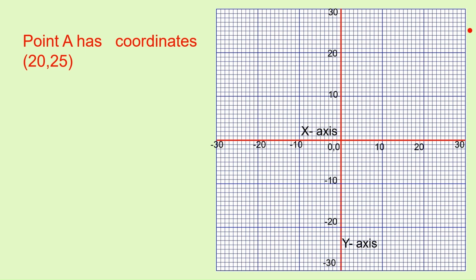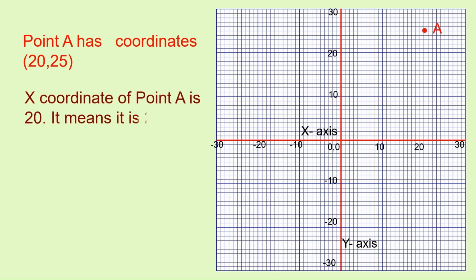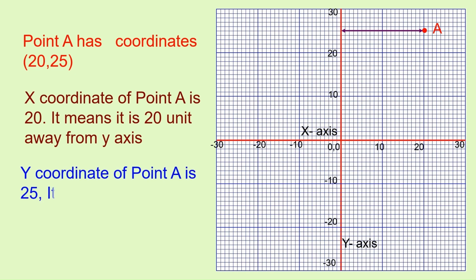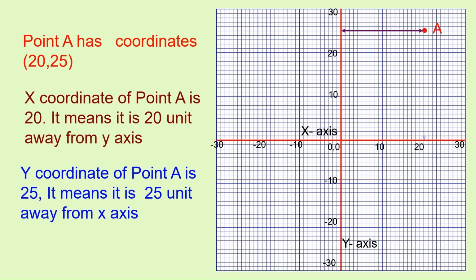Note here, point A has coordinates 20, 25. X-coordinate of point A is 20. It means it is 20 units away from y-axis. Y-coordinate of point A is 25. It means it is 25 units away from x-axis.